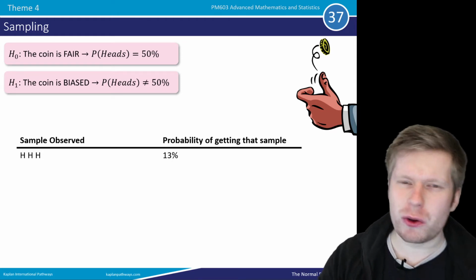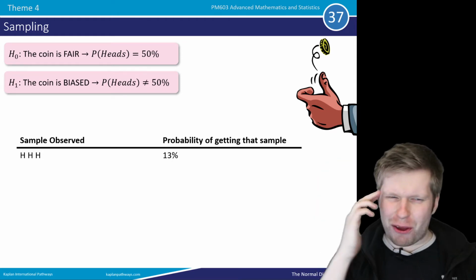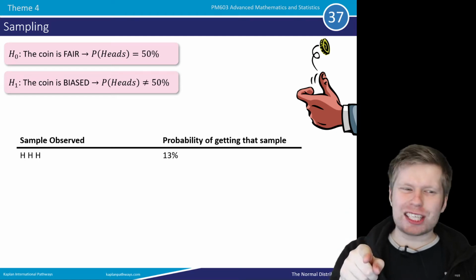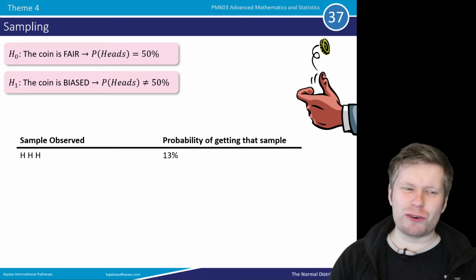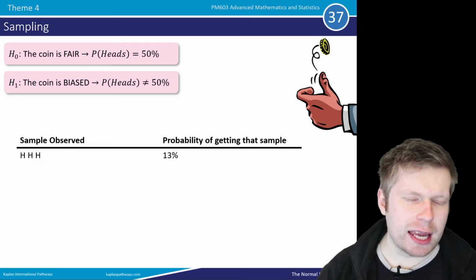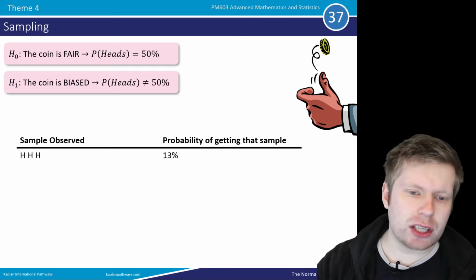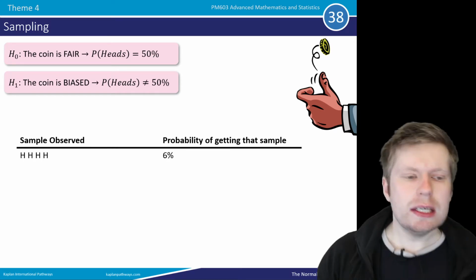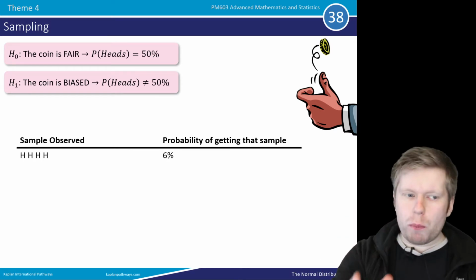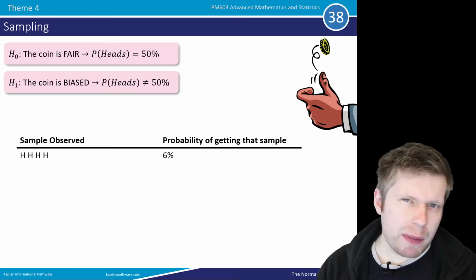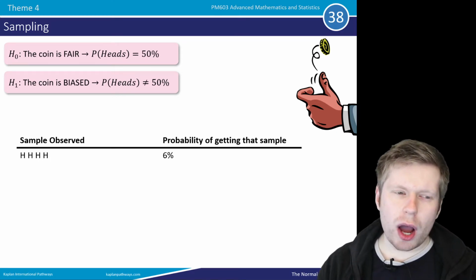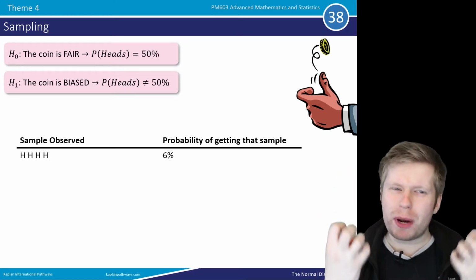Okay, so that's a little bit lower, so my alarm bells are starting to ring here and thinking, is this coin actually fair? Because the probability of getting three heads in a row is actually only about 13%. But nonetheless, I'm going to keep going. So if I flip the coin again, and I get another heads. Well, now I know that the probability of obtaining this sample, four heads in a row, is about 6%.